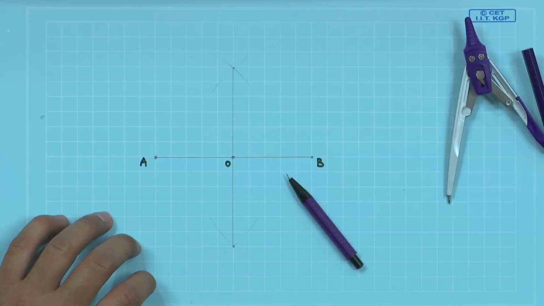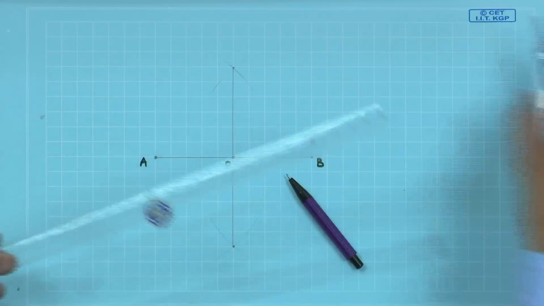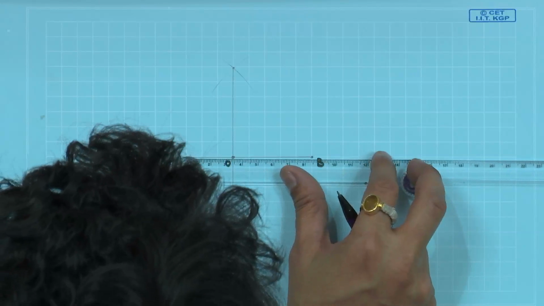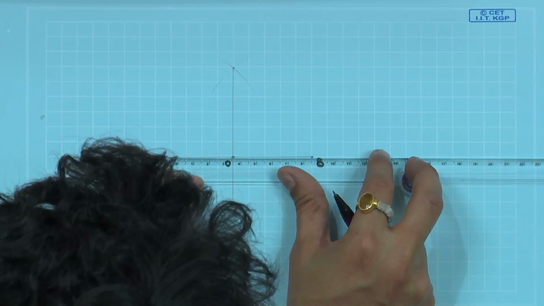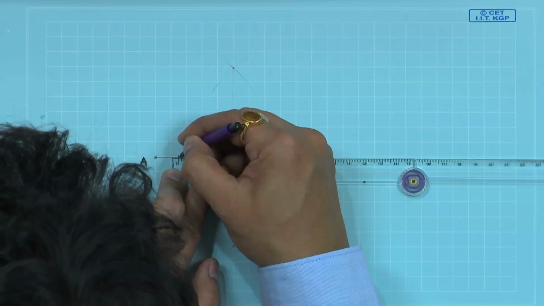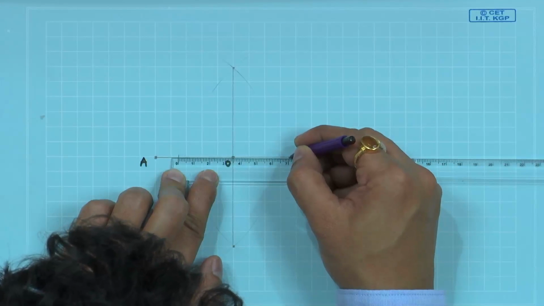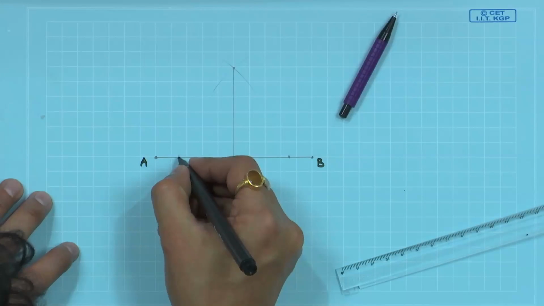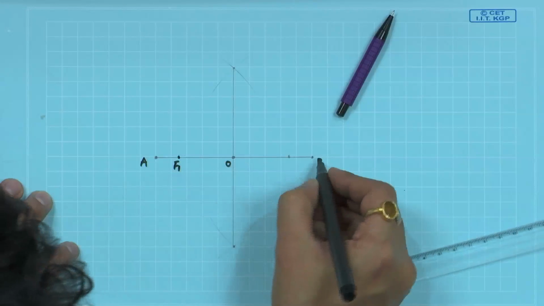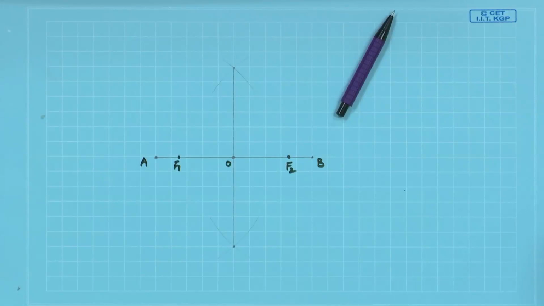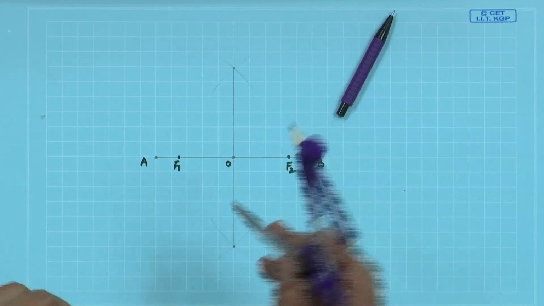Now, we have to look at the foci, which is at 35 mm on either side. So, let us mark the 35 mm scale. So, this is one of the foci, the other one is at 70 mm. So, call this point F1 and this point F2.